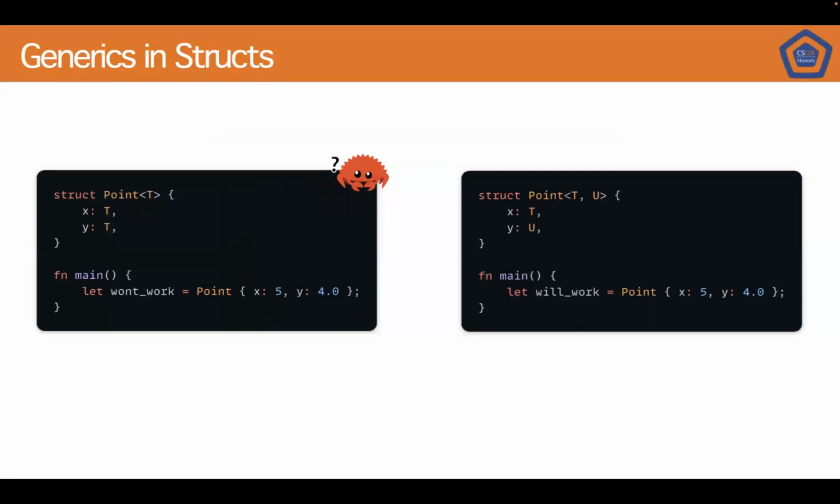It's important to note that because we've only used one generic type to define Point<T>, its definition says that the fields X and Y are both the same type. So if we create an instance of Point<T> that has different types for X and Y, like we do in this example on the left, our code won't compile. So to fix this, we could simply change the definition of Point to be generic over two types, in this case T and U, and have X be of type T and Y be of type U.